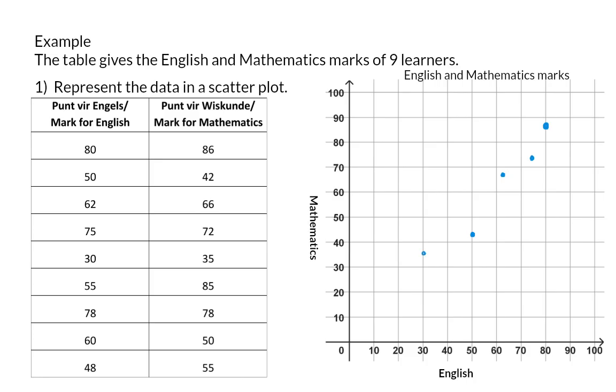Next up is 30 and 35. And then we have 55 and 85. Our third last point is at 78, 78. Then we have 60 and 50. And finally 48 and 55. And now that we've plotted all the points, the scatter plot is complete.